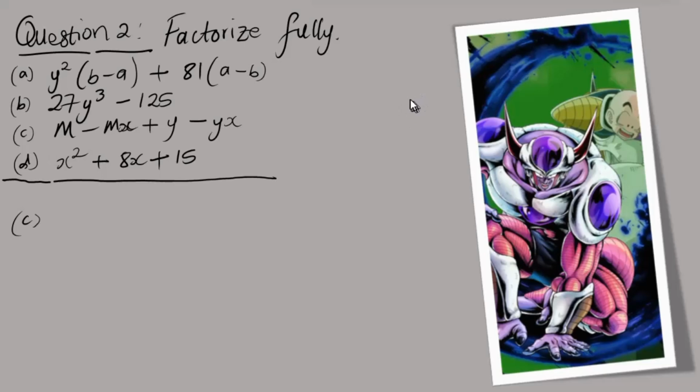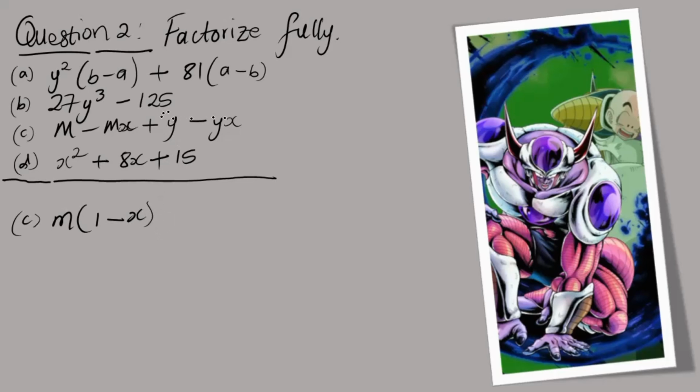Is that a binomial? No. So it's not difference of two squares. What is it? Is it a polynomial? What type of factorization has a polynomial? Grouping of terms. So which means from the first term here and the second one, I can take out a common factor of m. I take out m as a common factor. I'm left with 1 minus x, right?